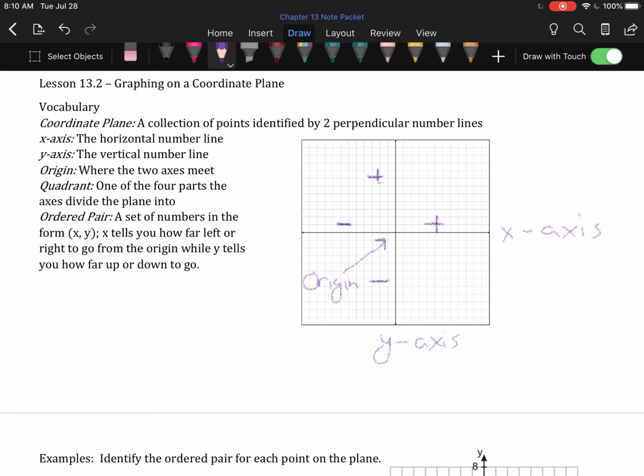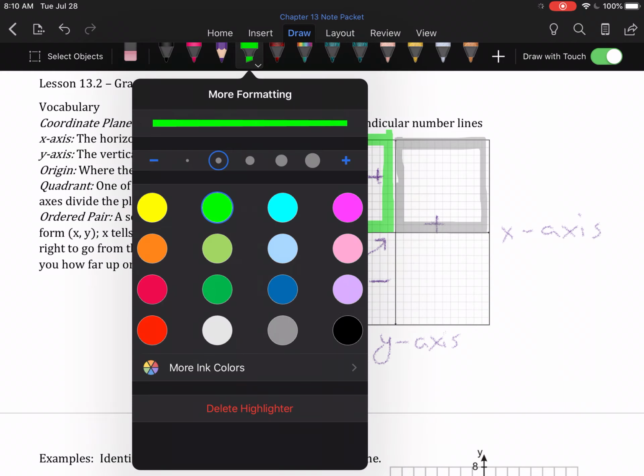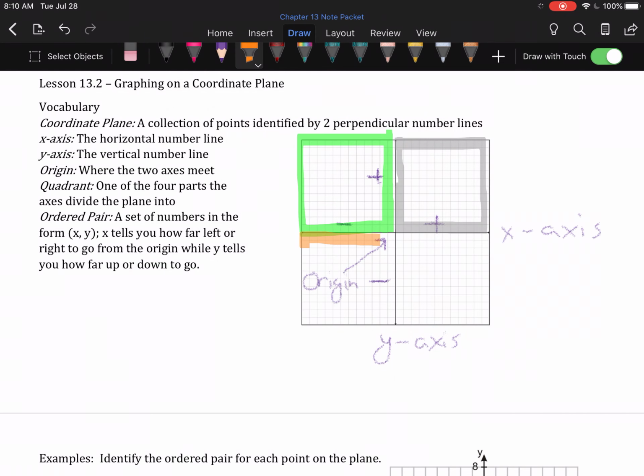A quadrant is one of 4 parts the axes divide the plane into. Okay, and I think we can see pretty easily, I hope. There's one part. Here's a second part. Over down here is the third part. And on the side here is the fourth part. Each of these are called quadrants, quad meaning 4. They have names: Quadrant 1, Quadrant 2, Quadrant 3, and Quadrant 4. What's going to mess with you is those names are written using Roman numerals.